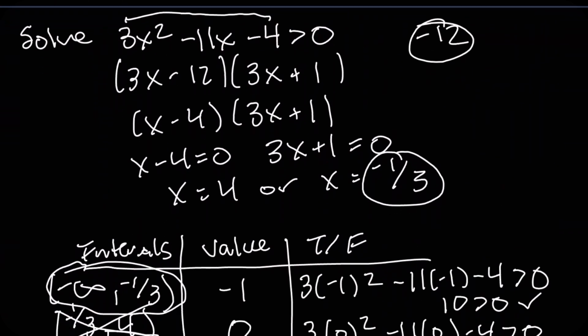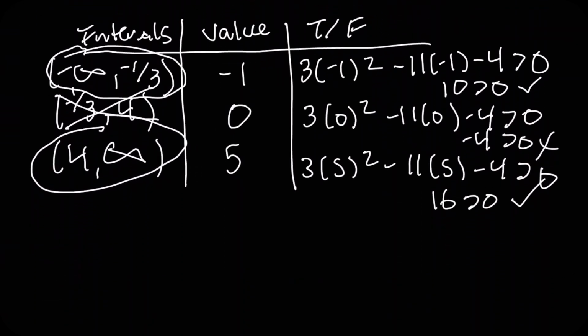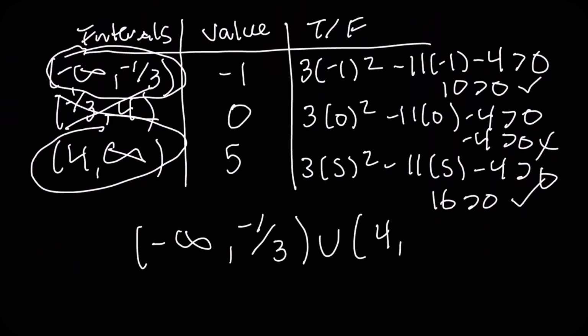So notice how we have a greater than here, so we'll go ahead and use our parentheses. So we have two things here. We have negative infinity to negative 1/3, and then we want to go ahead and do a union of 4 to infinity. And that'll give us the solution to that particular question.